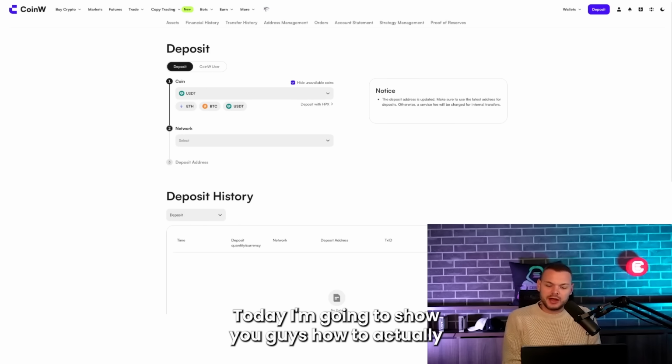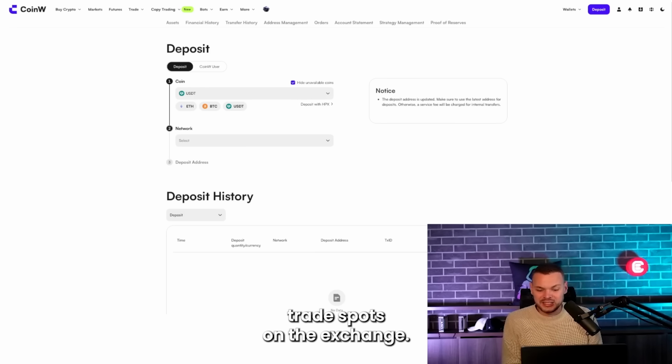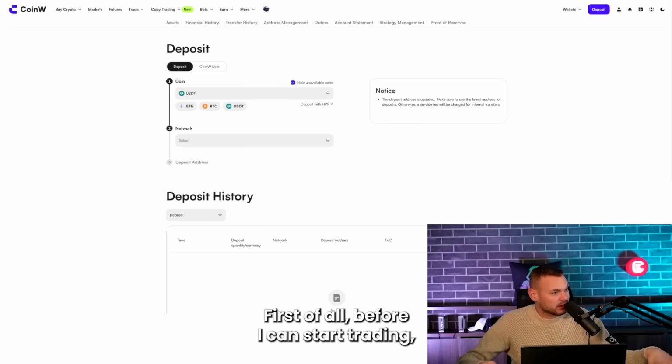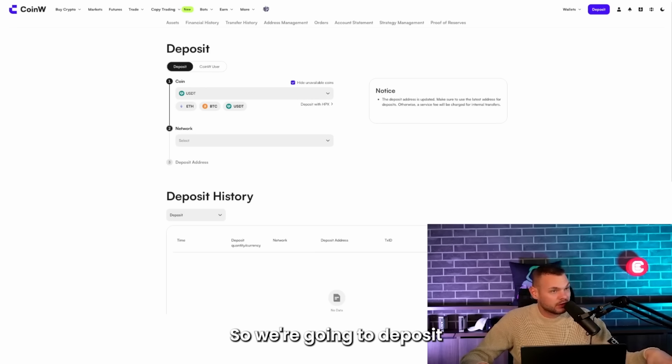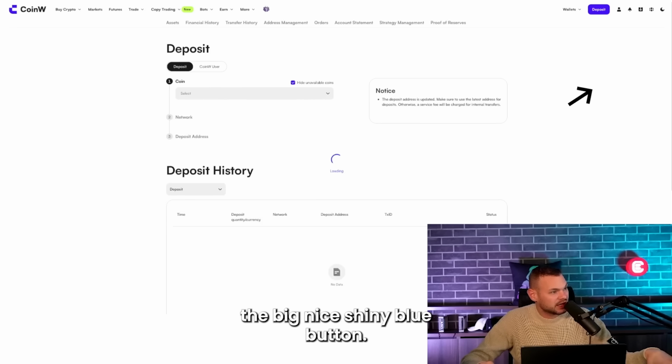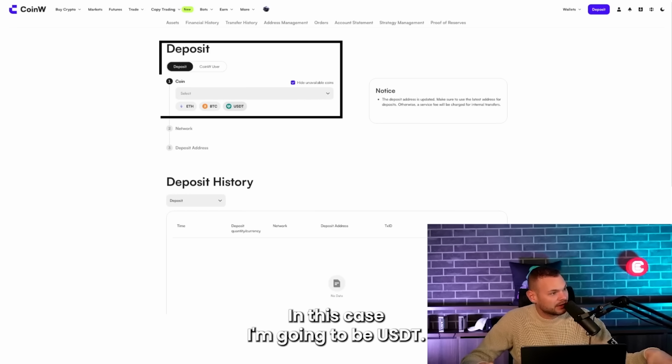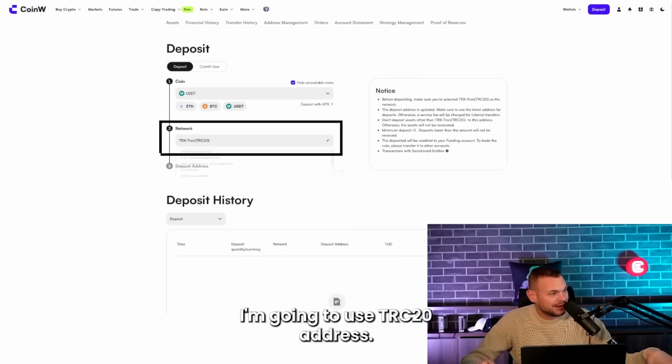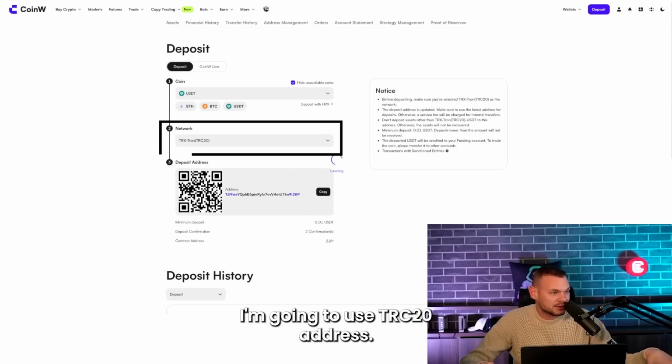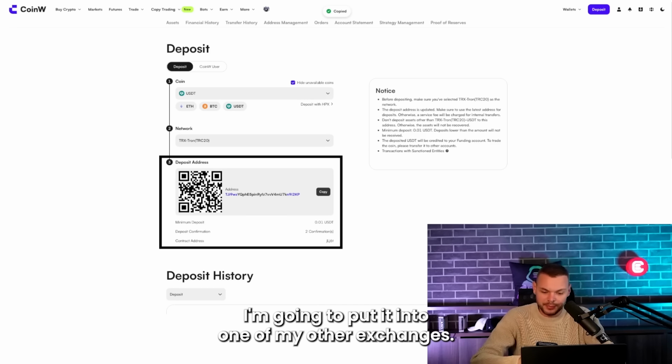Today I'm going to show you guys how to actually trade spot on the exchange. First of all, before I can start trading, we need to add some money. So we're going to deposit, the big, nice, shiny blue button. In this case, I'm going to use USDT. I'm going to use the TRC20 address. I'm going to copy the address. I'm going to put it into one of my other exchanges.